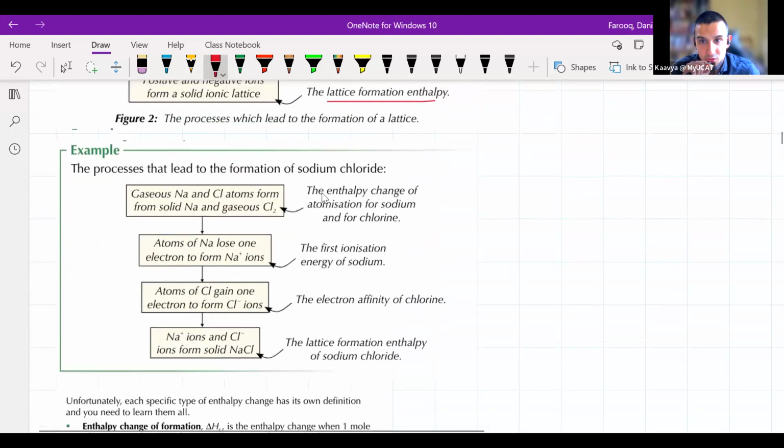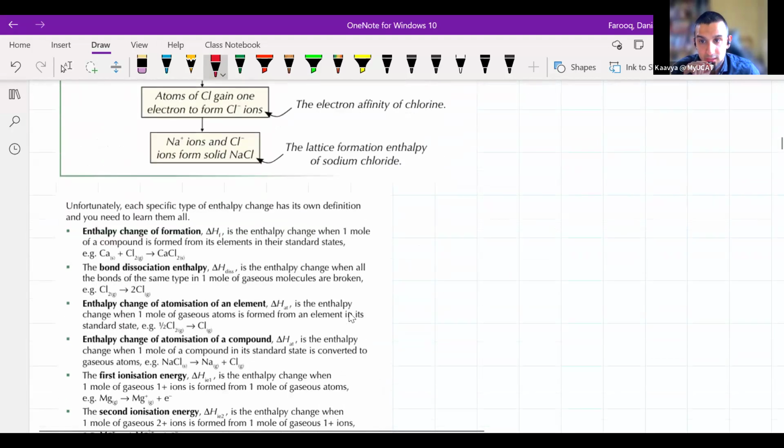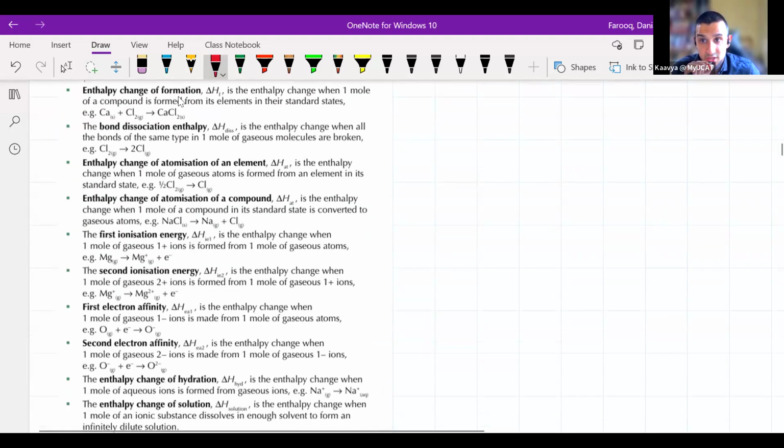So if you just remember those four steps, then that would help. Now, these are lots of definitions that you need to memorize for enthalpies. So first one is enthalpy of formation. So you're just forming, yes, the enthalpy change when you form 1 mole of a compound from its elements in their standard states. You need to memorize that.